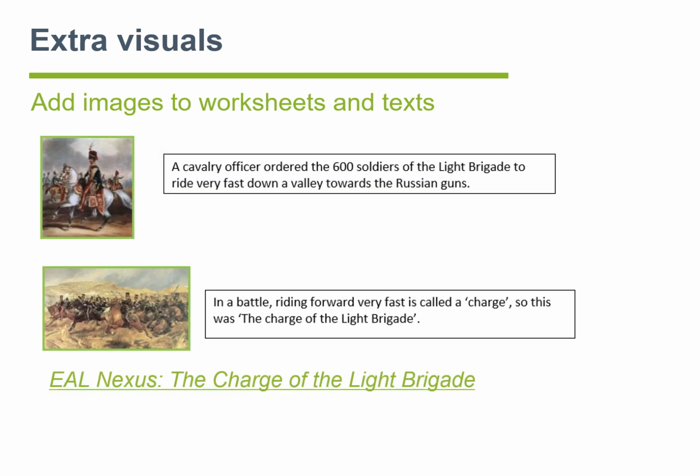In the images on this slide, taken from our resource for a lesson on Alfred Tennyson's The Charge of the Light Brigade, the entire sentence is represented by illustrations on the left. Cavalry officer is presented in the first image, and a battle and a charge in the second.